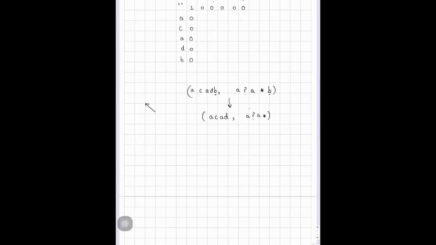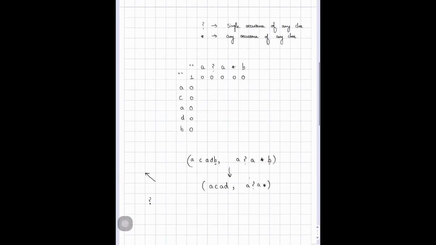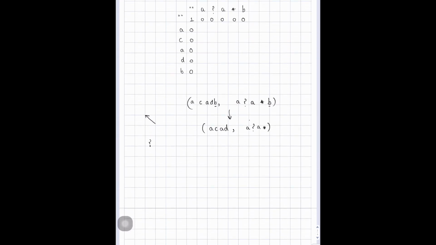If the characters do not match, then we know that it's a false in a normal scenario, but since we have two special characters, we need to look them up. So if the characters do not match and the pattern's character is a question mark, that means it will definitely match, because by definition it means single occurrence of any character, so it can very well be the same character as the last character of our string. So in that case also it matches, so it's diagonally up.